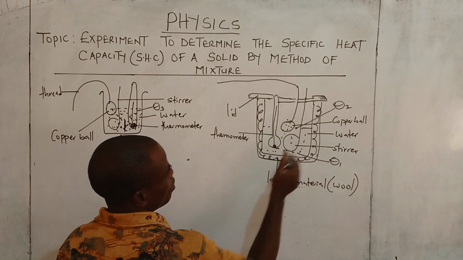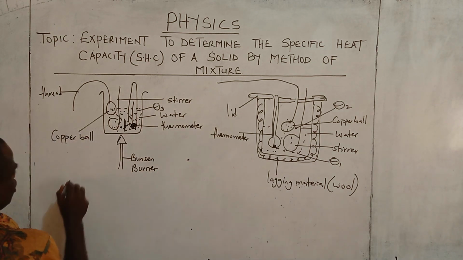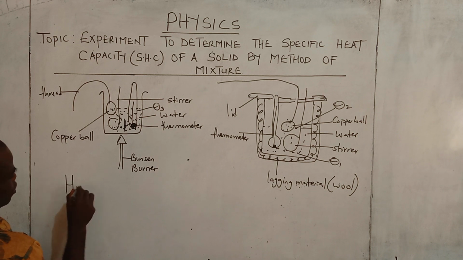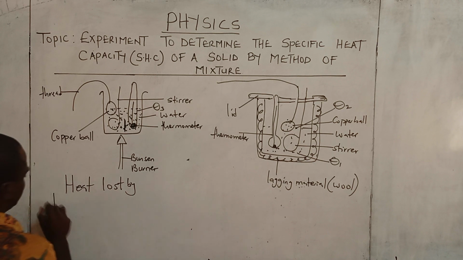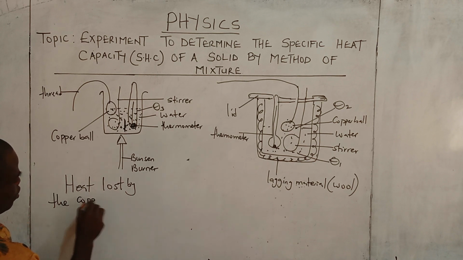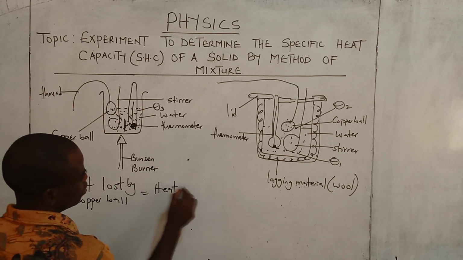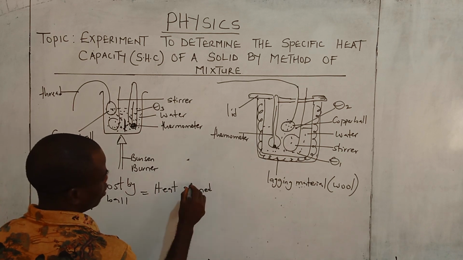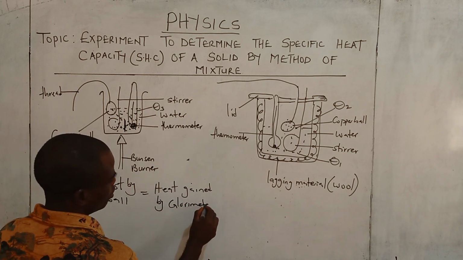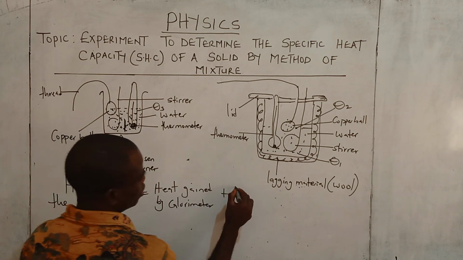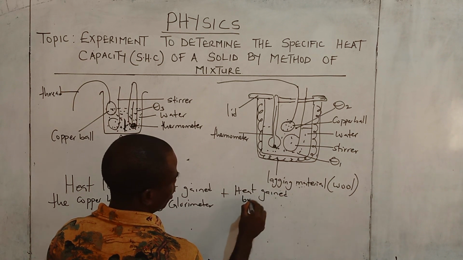And the next thing is to write the experiment's equation. The first thing to write: heat lost by the copper ball equals heat gained by calorimeter plus heat gained by water.